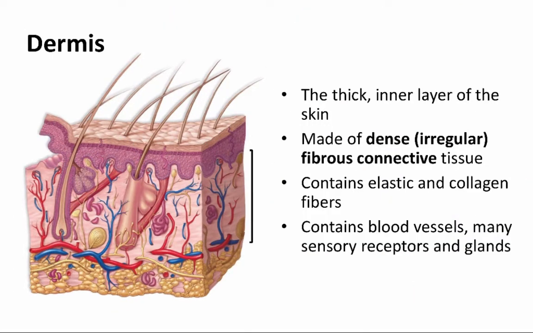Okay, the dermis. The dermis is the thick middle layer of skin. It's made of dense, irregular, fibrous connective tissue. Depending on your age, you have more or less elastin and collagen fibers. The production of those goes down as we age, which is why we wrinkle. As you can see in this image, embedded within this fibrous connective tissue are blood vessels, hair follicles, glands, we'll talk about that, sweat glands and oil glands, as well as sensory receptors.